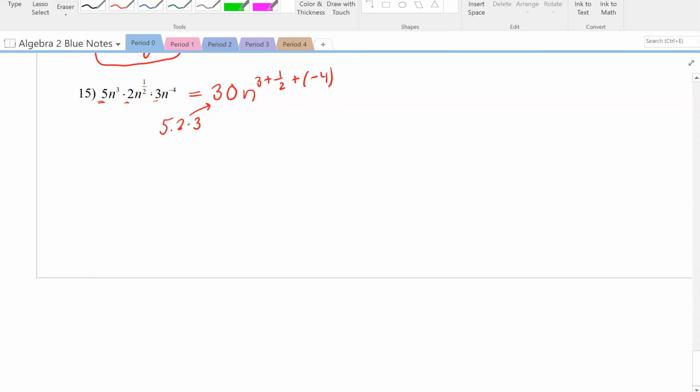So it might help to get common denominators. Well, actually, maybe I'll start with the whole numbers first, the 3 and the negative 4. So this is 30 times n to the negative 1 plus 1/2, because 3 plus negative 4 is negative 1, and then I still have to add the 1/2. So negative 1 plus 1/2 would be negative 1/2. So this ends up being 30 times n to the power of negative 1/2, which is the same thing as 30 divided by n to the power of 1/2.